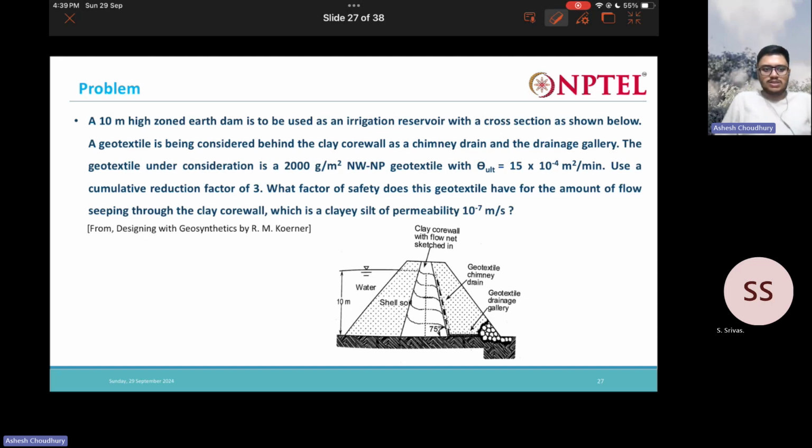The transmissivity is given, and the reduction factor is given. So it's quite easy and straightforward. Let us start.